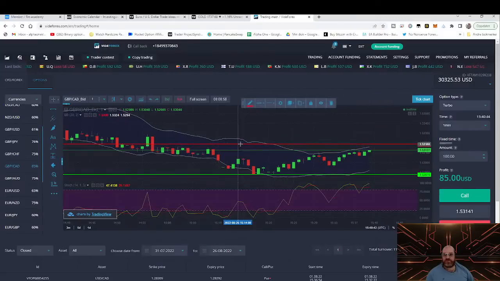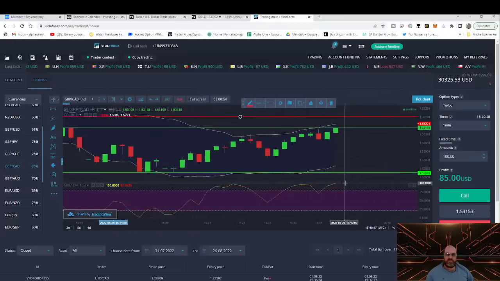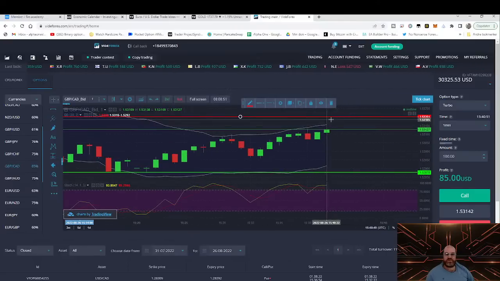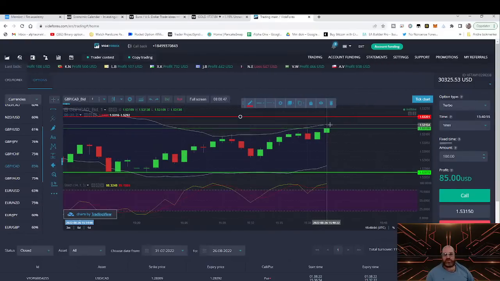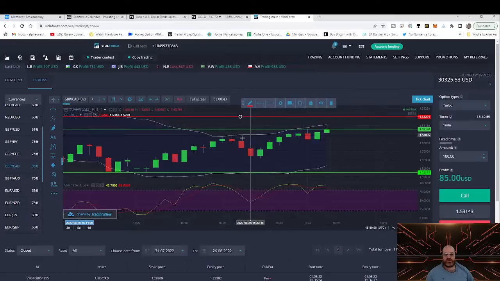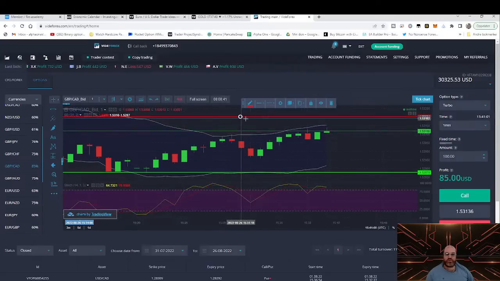The next one is around here. So now we can only take a trade if we come up to this red line, because we need to have a space between the upper line of the Bollinger Band and our resistance zone. So that's how you move this.